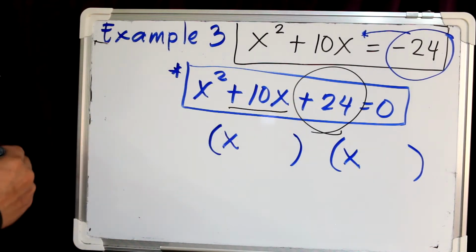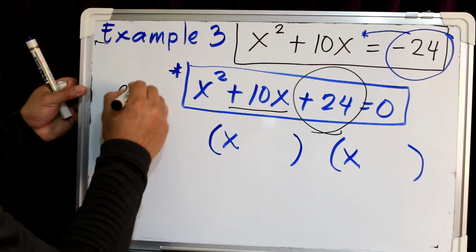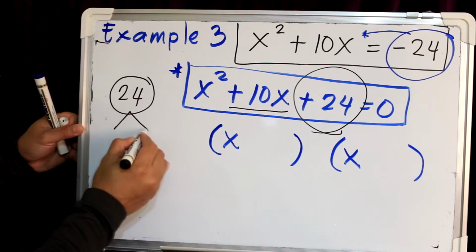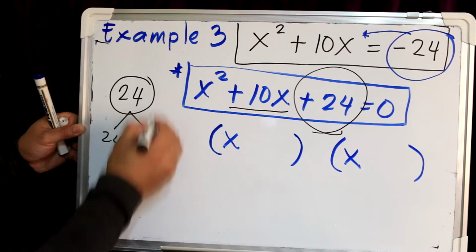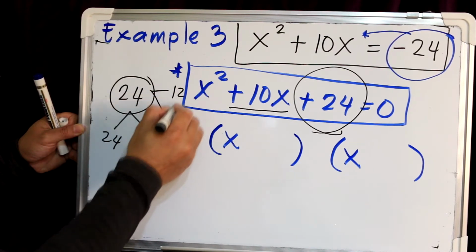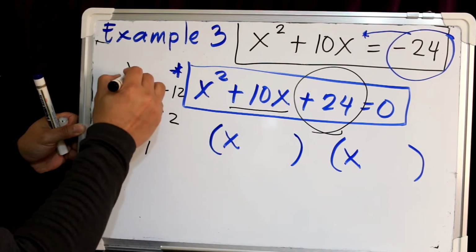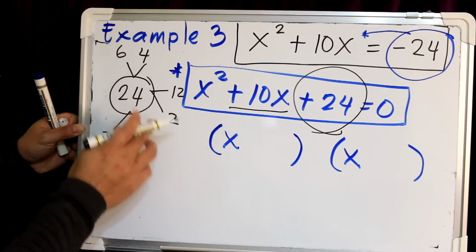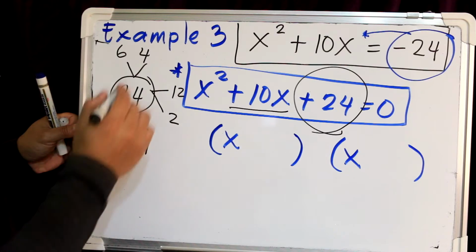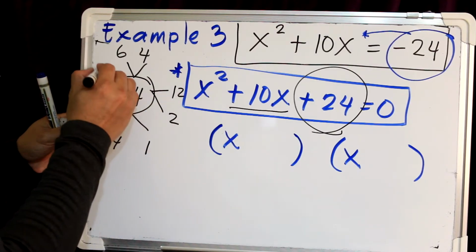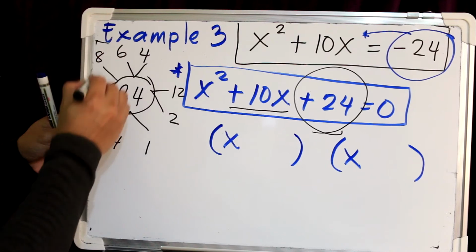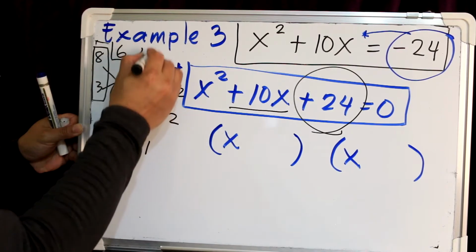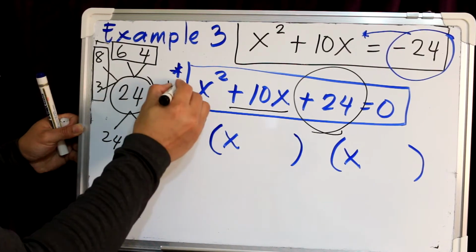So we have 24. Let's factor the number 24. We have 24 and 1, 12 and 2, 6 and 4, and then we can have also 8 and 3. Alright, so there are 4 sets of numbers.